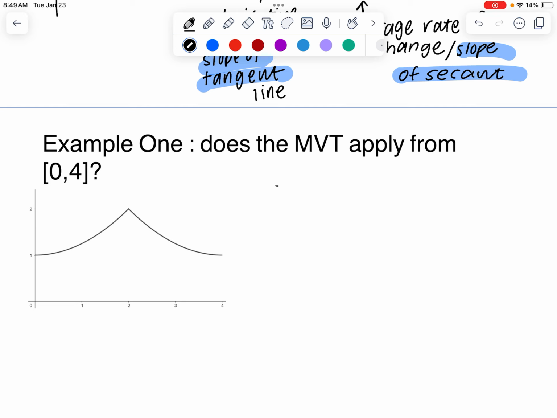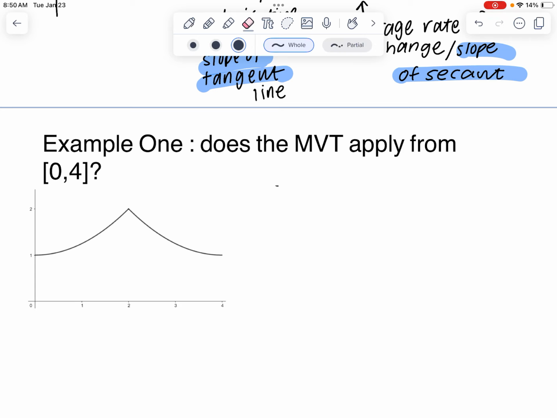So the difference between closed interval and open interval is that closed interval means that there has to be a point at the endpoints. And so this is asking, does the mean value theorem apply from 0 to 4? And the answer is yes, because there's actually a point at 0 and there's actually a point at 4.